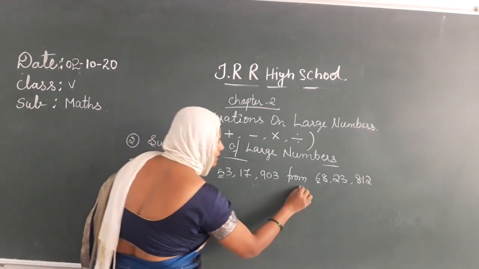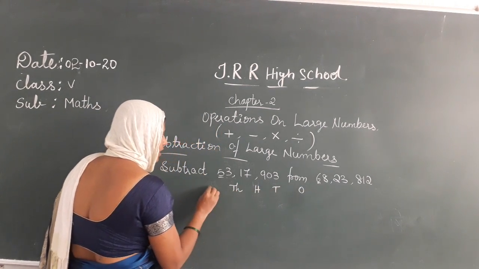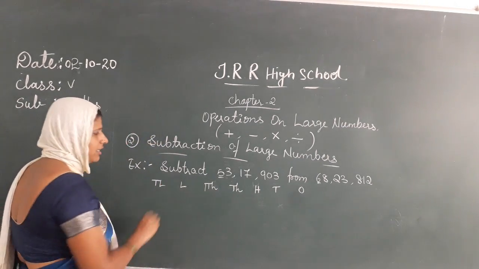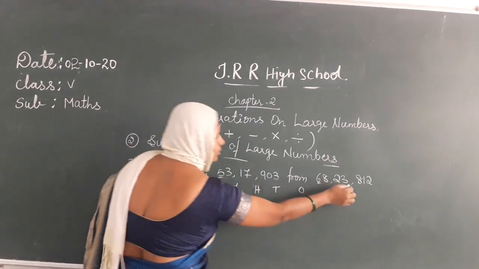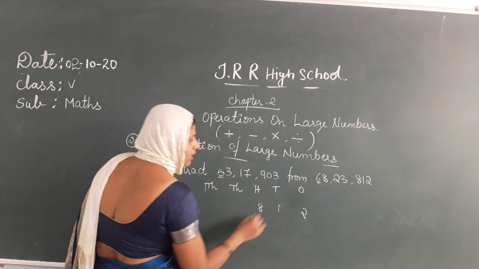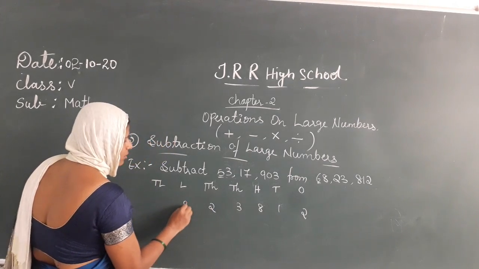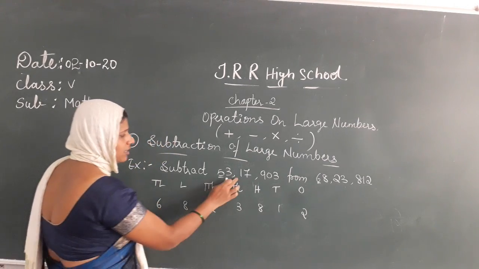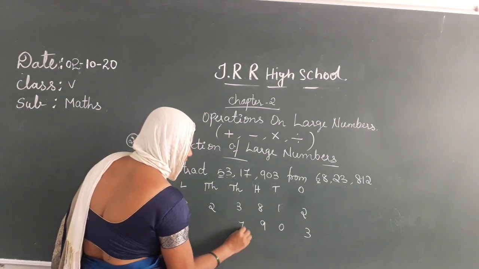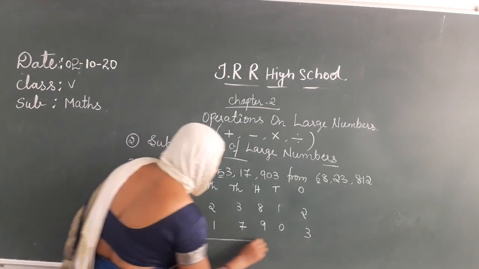So write down the place values: ones, tens, hundreds, thousands, 10,000, lakhs, 10 lakhs. Now start writing. This number you have to write first: 2, 1, 8, 3, 2, 8, 6. Now this number: 3, 0, 9, 7, 1, 3, 5.